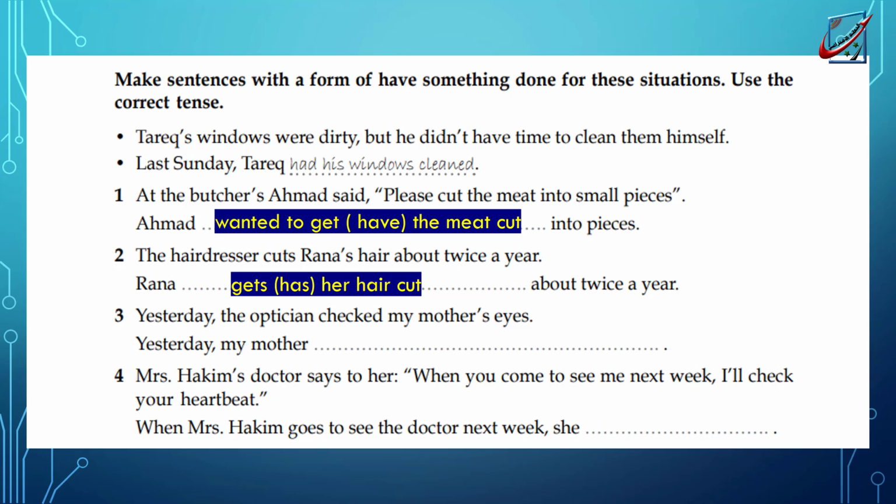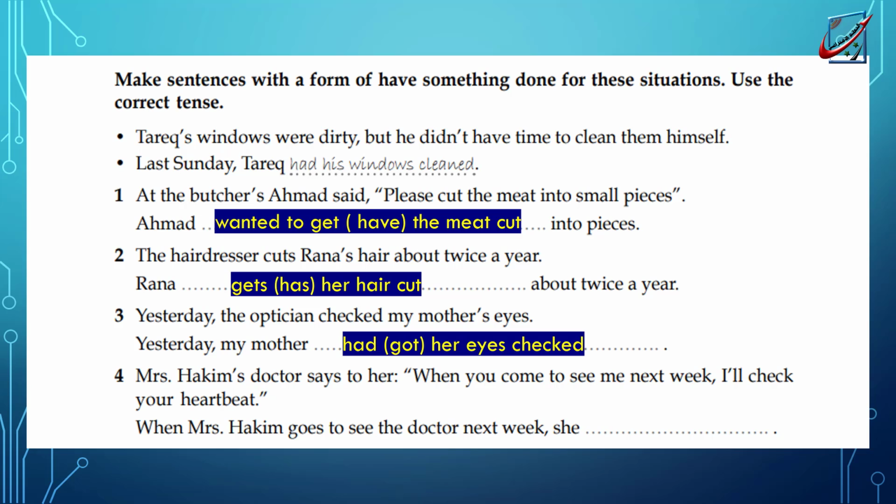Yesterday, the optician checked my mother's eyes. Try to use the causative form in this sentence. But remember, in this sentence, we have a past tense. So we use the past tense with causative had or got. My mother got her eyes checked, or my mother had her eyes checked.